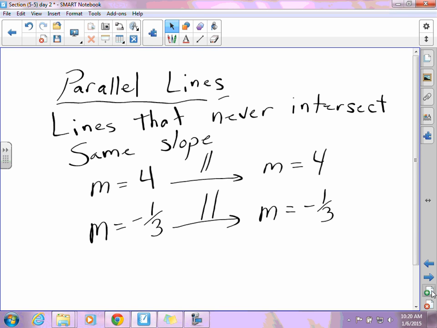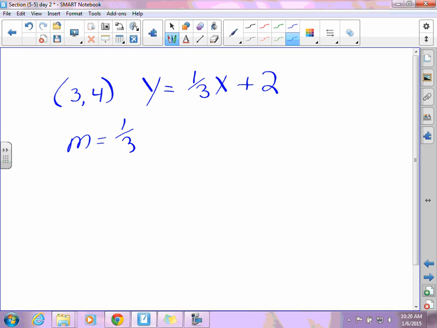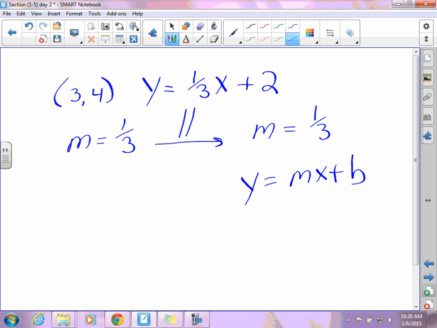All right, let's also take a look at a problem from yesterday. If I had the ordered pair 3, 4, and I had y equals 1/3 x plus 2. Again, this is review from yesterday. My slope in this line was 1/3. And if I did parallel, my new slope is 1/3. And then I put it in form y equals mx plus b. My y is 4. Where did you get that from? The ordered pair, that's correct.